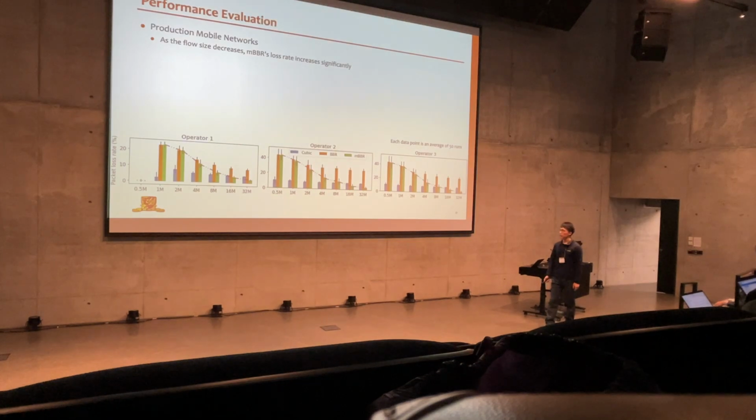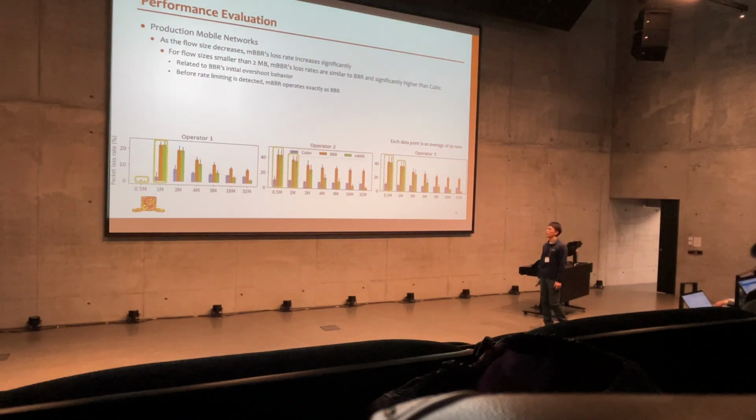But there's a problem. As the flow size decreases, mBBR's loss rate increases significantly. For flow sizes smaller than 2 megabytes, mBBR's loss rates are similar to BBR and significantly higher than Cubic. The reason is related to BBR's initial overshoot behavior. Before rate limiting can be detected, it operates exactly the same as BBR, so that's why it has a similar packet loss rate as BBR.